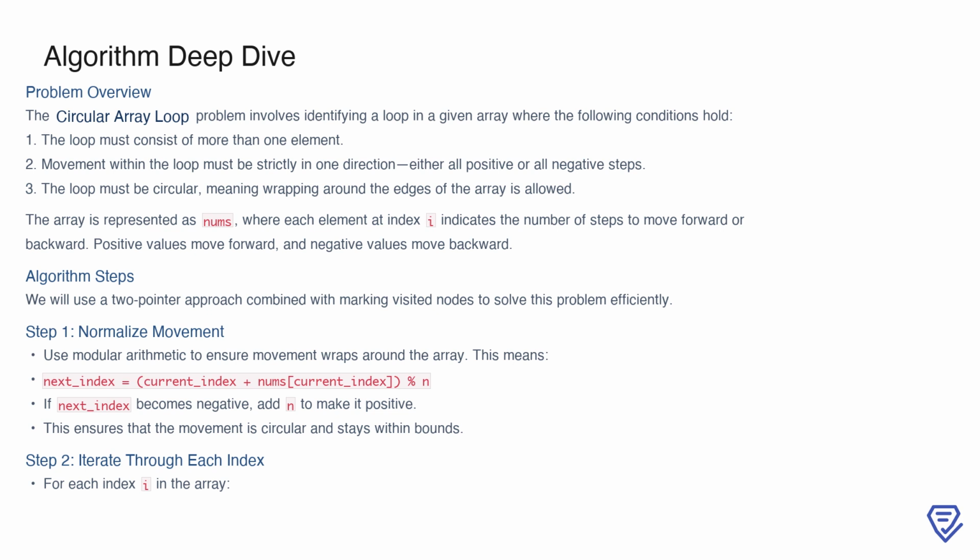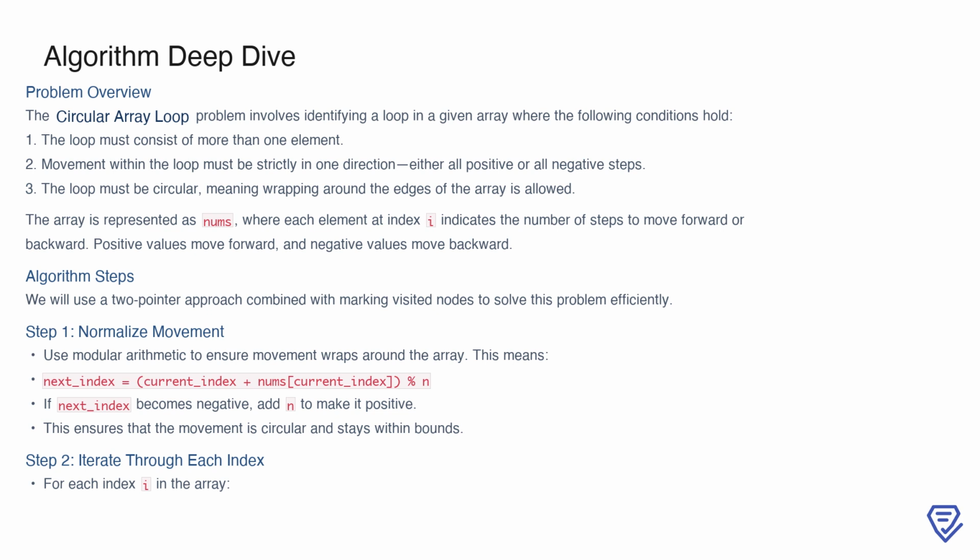The array is represented as nums, where each index contains the number of steps to move forward, if positive, or backward, if negative. To solve this, we'll use a two-pointer approach with marking visited nodes to optimize the process. The first step is to normalize movement using modular arithmetic. By calculating the next index as (current_index + nums[current_index]) % n, we ensure the movement wraps around the array. If the result is negative, we add n to keep the index within bounds, making the movement circular.